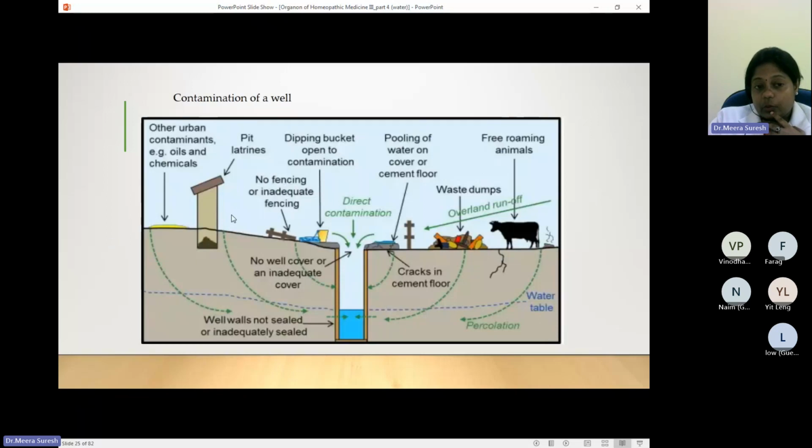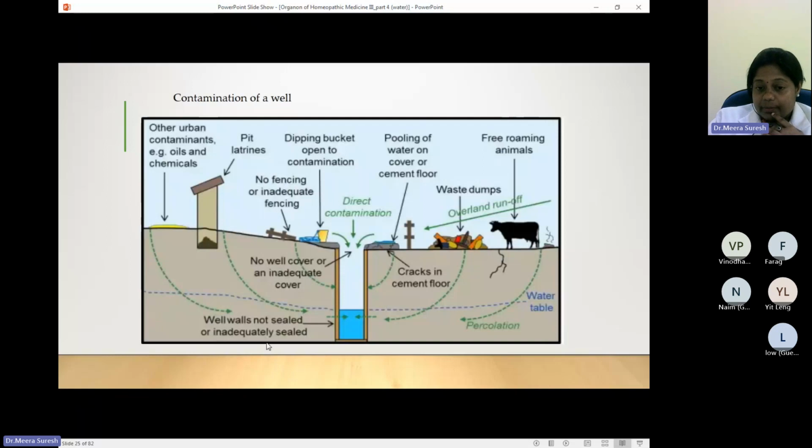Then sometimes there may even be pit latrines. Pit latrines we'll see in the next chapter. They don't have the septic tank concept, but the waste is collected in a tube under the soil. So if it is very close to the shallow well, that contamination can also take place. Then there are other urban contaminants like oil and chemicals. So in different ways, the water can get contaminated.